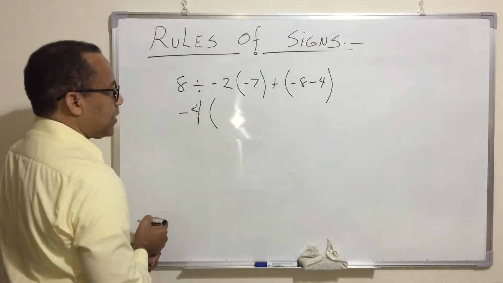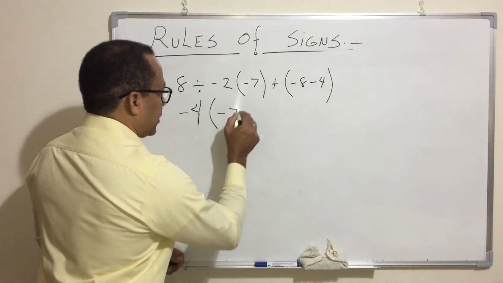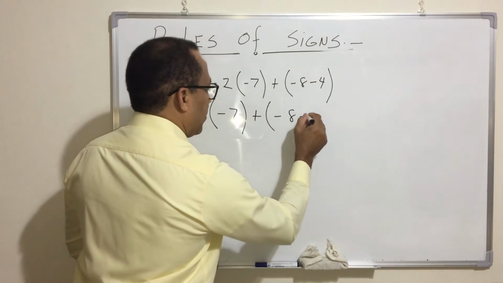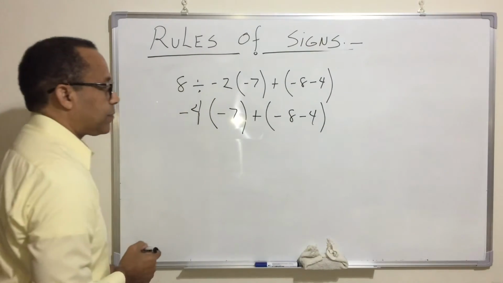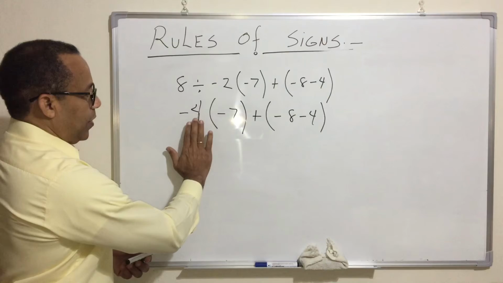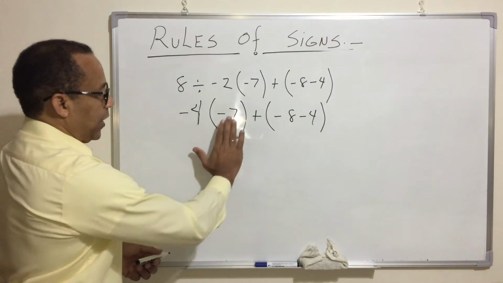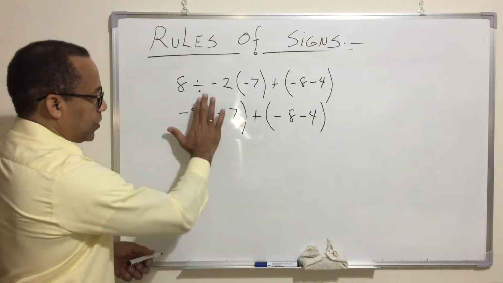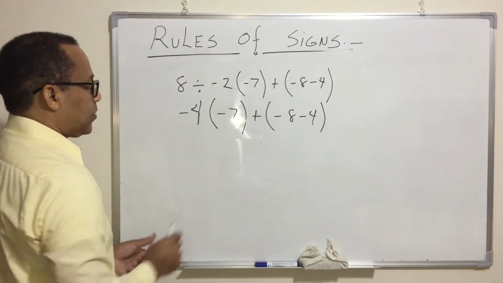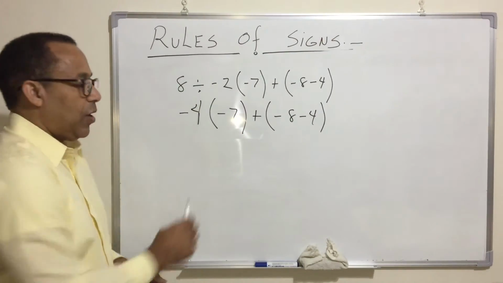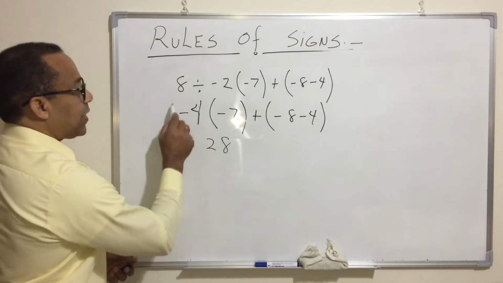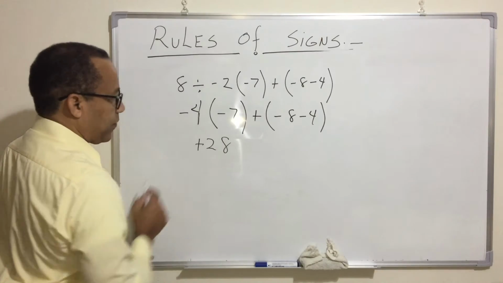Bring down the parentheses, bring down the negative 7, plus, open, negative 8 minus 4. What operation do we have here? With a negative 4 and a 7. Remember, there's no sign between them, just parentheses, so these two terms are multiplying. So I'm just going to multiply the numbers. 4 times 7 is 28. Negative times negative equals to positive.